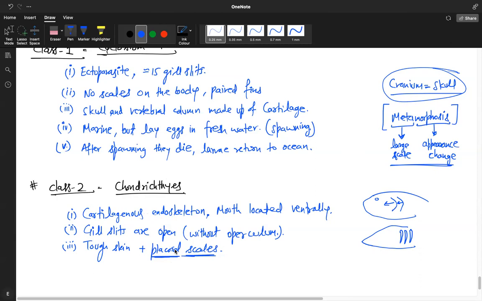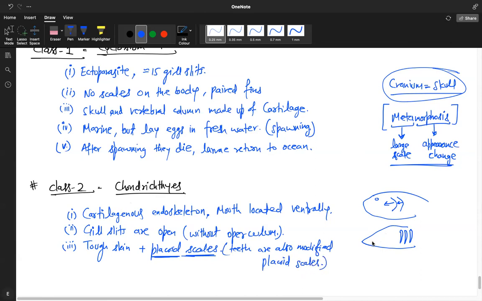And placoid scales, not just tough skin, placoid scales. Even their teeth are nothing but placoid scales. You know that? So teeth are also modified placoid scales. They are not some other different thing.